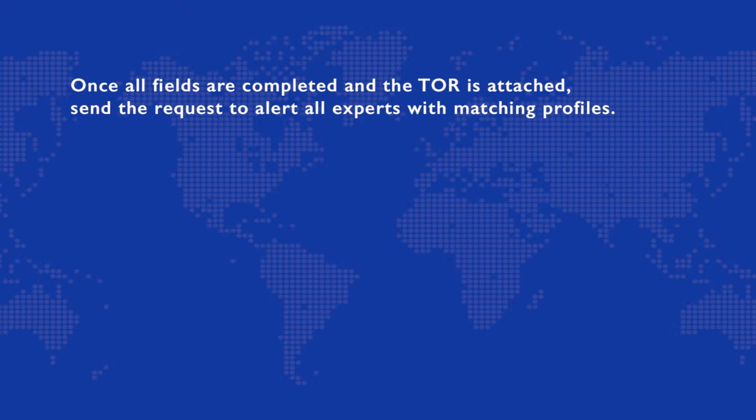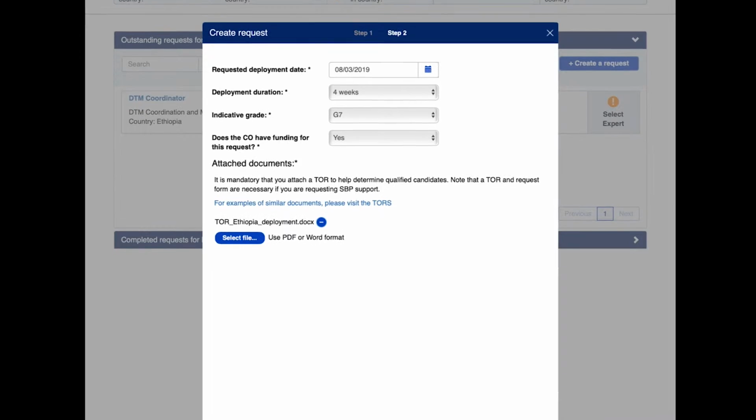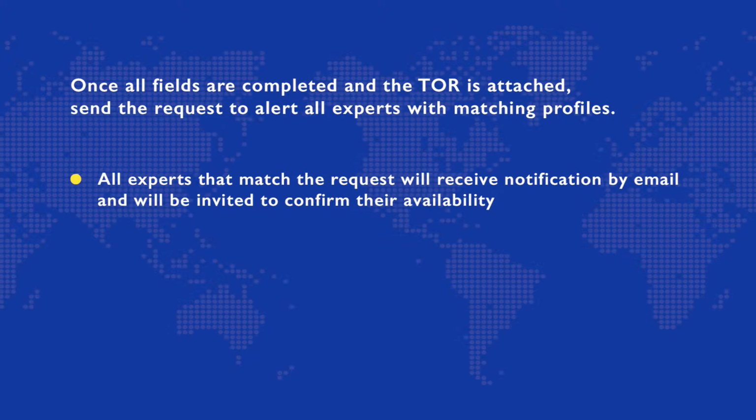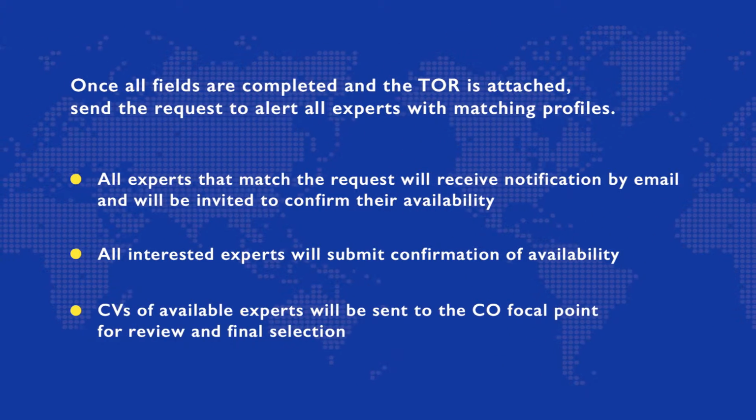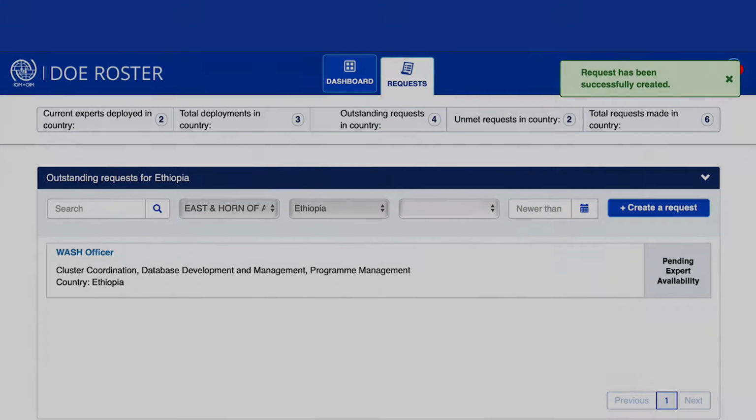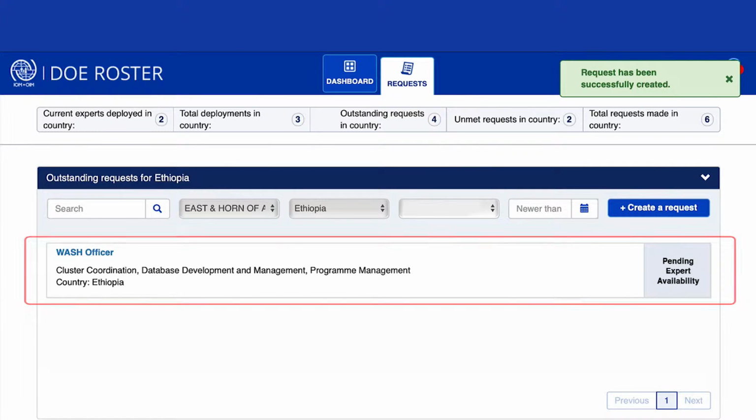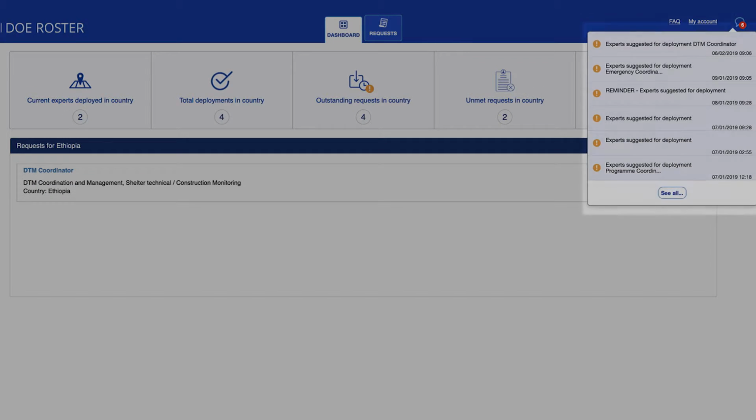Once all the fields are completed and the terms of reference is attached, send the request to alert all experts with matching profiles. On your dashboard, you will now see the request under Outstanding Requests with the status Pending Expert Availability. No further action is needed at this point. A notification will be sent back to you once experts confirm availability for deployment.